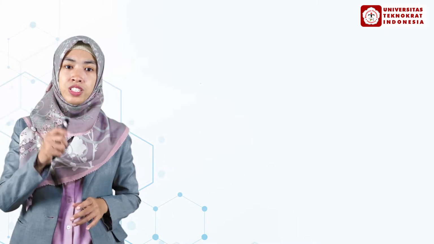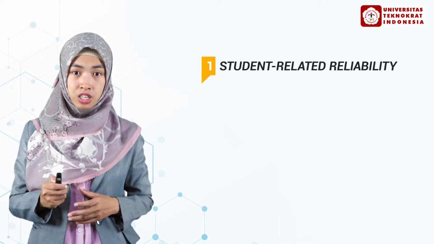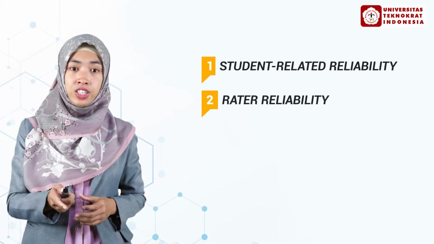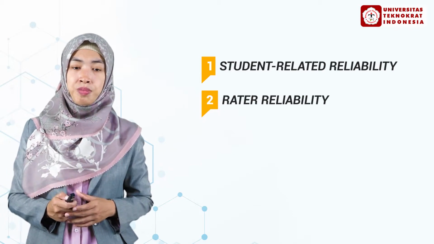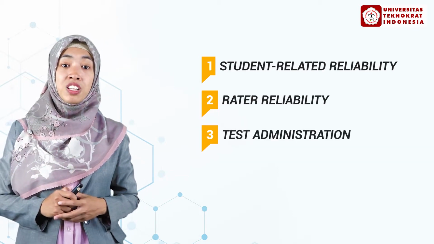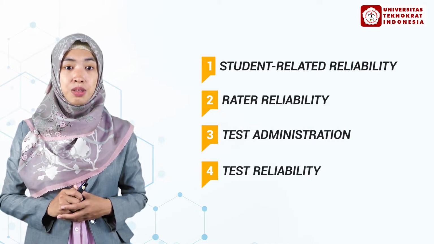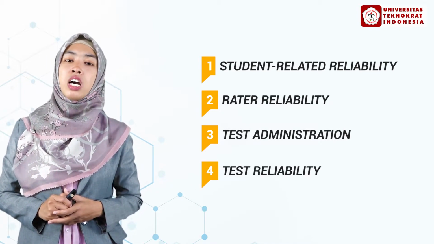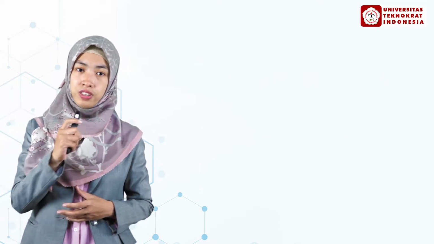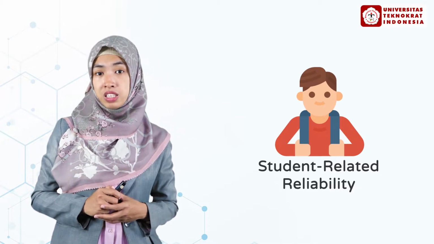The first one is student-related reliability, then rater reliability, the third one is test administration reliability, and the last one is task reliability. Okay, so now let's talk about the first kind of reliability. It is about student-related reliability.